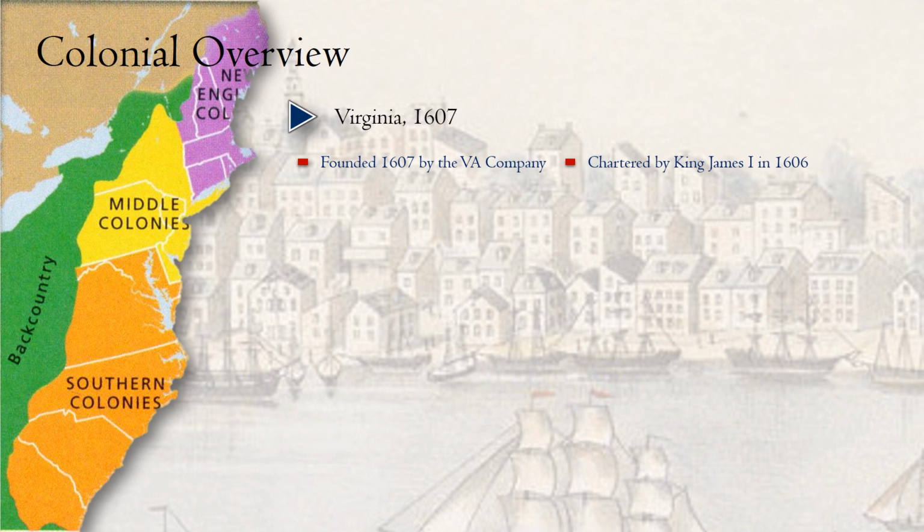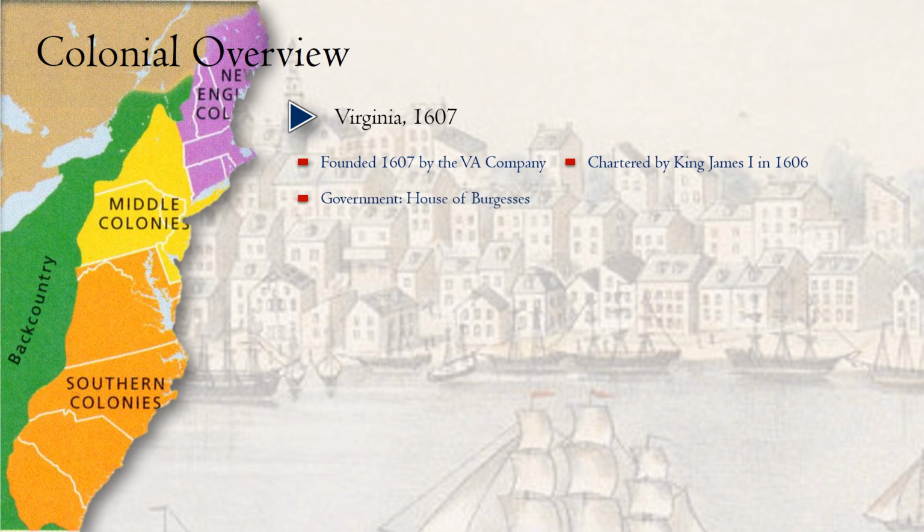So it was chartered by King James I in 1606, promising them the rights of Englishmen, or the idea that just because they are living, or as the case may be, born in Virginia, they still retain all of the same rights that other English people retain in England.